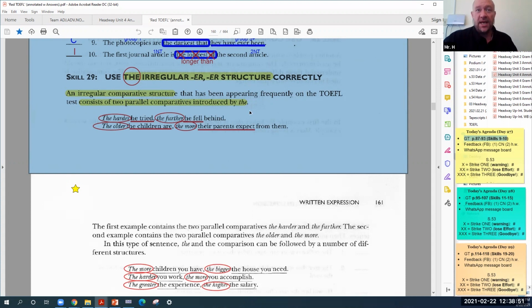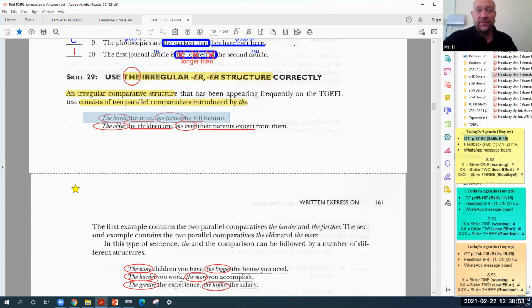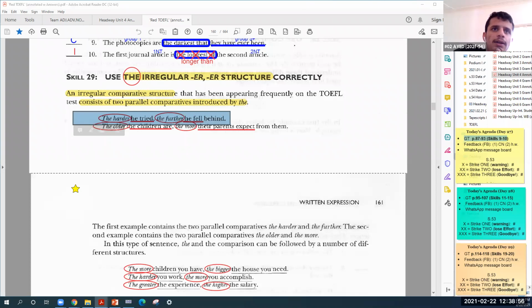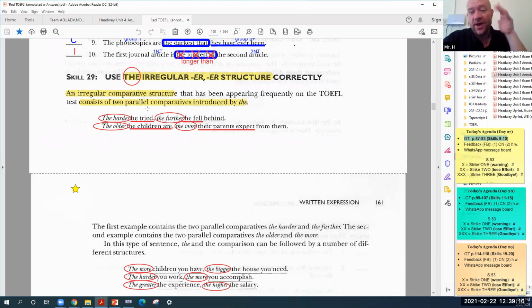So, Ayed, can you read the example? The first example. The harder he tried, the further he fell behind. Now, in a normal sentence, something is missing. In a normal sentence, you should have a connector. Do you understand? Yes.